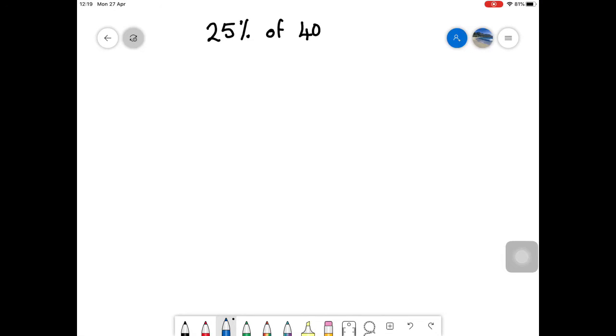We've just been working on fractions of amounts, so let's start by turning 25% into a fraction. So 25% is what as a fraction? Correct, it's 1/4. So we're working on 1/4 of 40. Now, as we've just learnt, finding a quarter of an amount, or a fraction of an amount, we simply divide by the bottom number and multiply by the numerator. Divide by the denominator, multiply by the numerator.